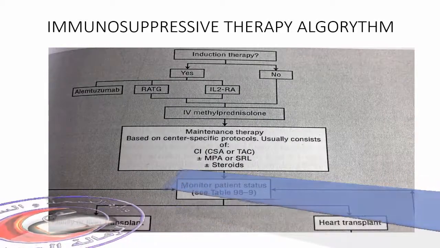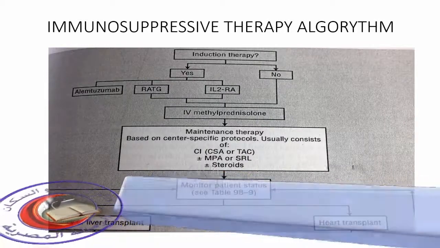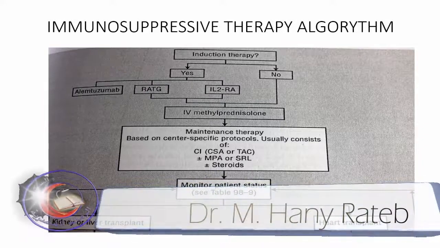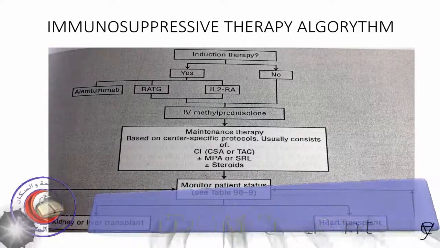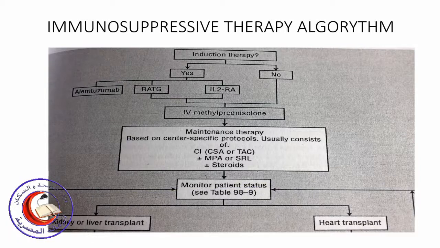This is an overall illustration of how to use immunosuppressive therapy. First, there is induction, which can be done by an interleukin-2 receptor antagonist, such as basiliximab, anti-CD25, or it can be done by depleting lymphocytes, say by antithymocyte globulin or anti-lymphocyte globulin.